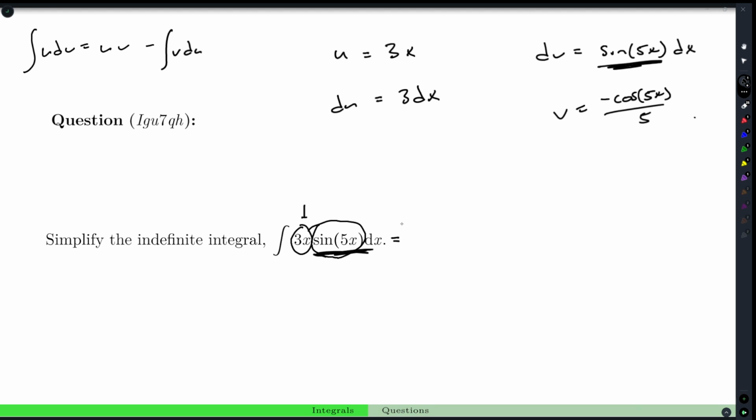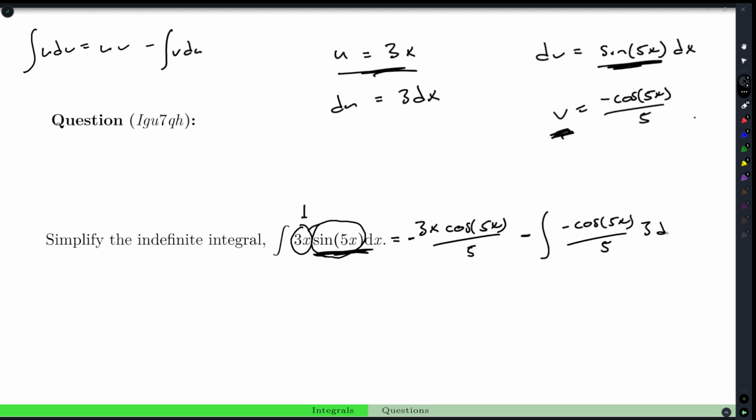Now we make the switch. So it's u times v, so 3x, cosine 5x over 5, put a little minus there, minus the integral of v du. Let's bring the constants out: the minus, the 5, the 3. Turn this into minus 3x cos 5x over 5 plus 3/5.